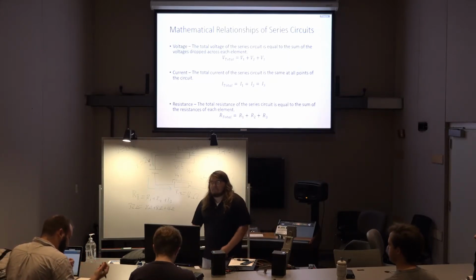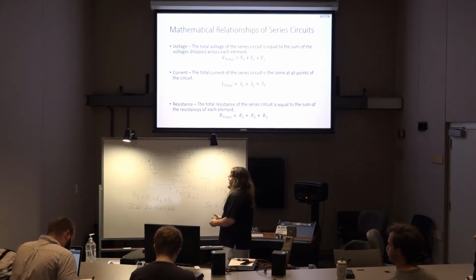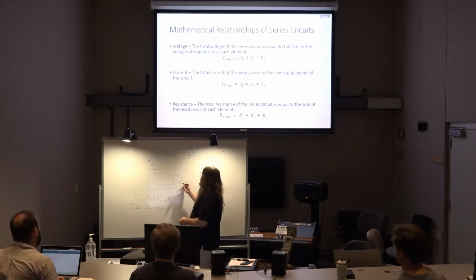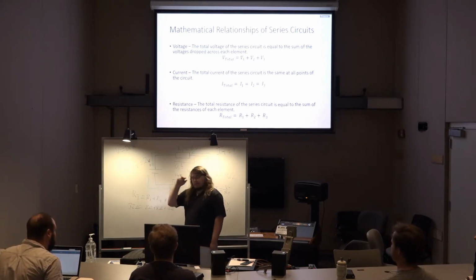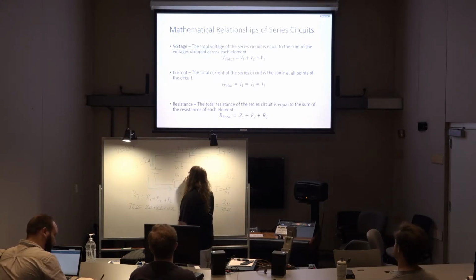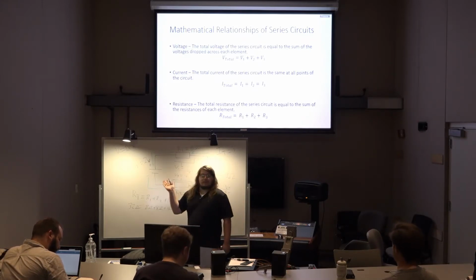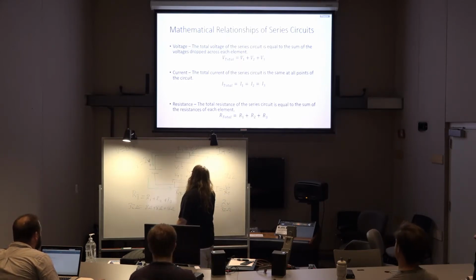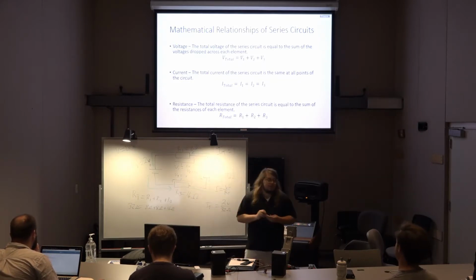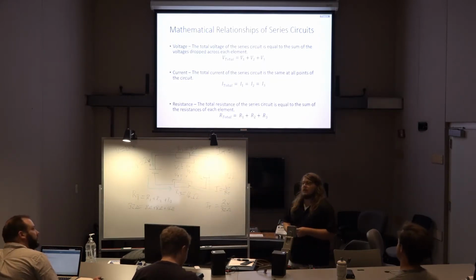And then, what did we get here? Specifically for resistor 3, 1 volt, and then voltage across 2, 0.5 volts, and then 0.5 volts for the last one. And if we add all of those together, what do we get? 2 volts.